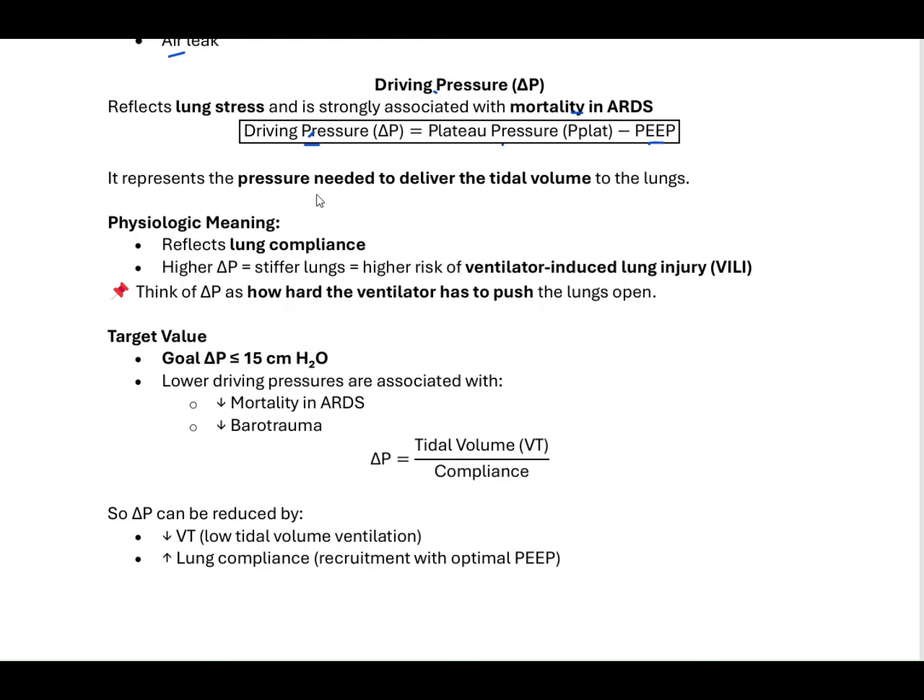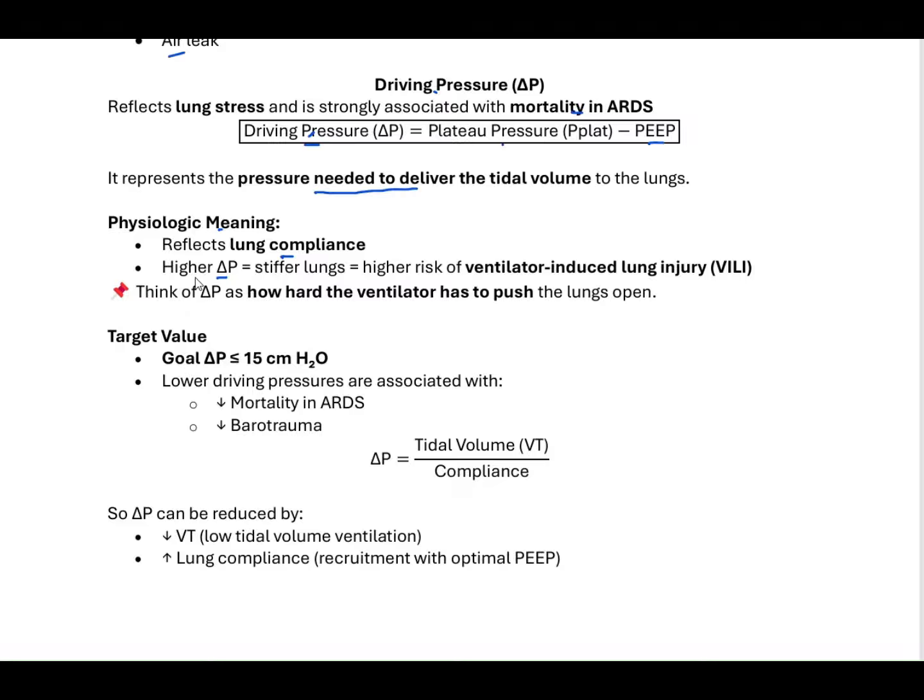And this driving pressure represents the pressure needed to deliver that tidal volume into the lungs, right? And what's the physiologic meaning of this? This reflects the lung compliance, right? And the higher driving pressure, that means the lung is so stiff that we need higher pressure to be pushing the tidal volume, to be delivering the tidal volume into the lung. So the higher the driving pressure, that means the poorer the lung compliance, or the stiffer the lung is, right?